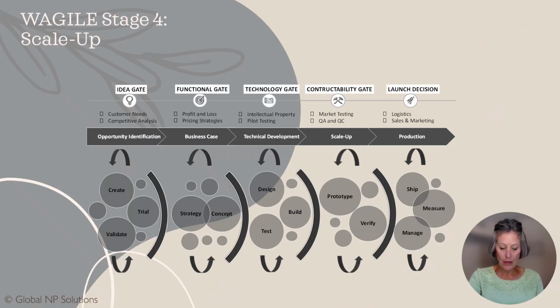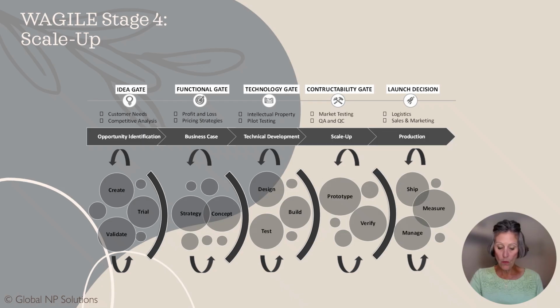Stage 4, scale up. Passing the technology gate in WAGILE product development moves the new product project into the scale-up stage. While most of the design for the new product was validated in stage 3, stage 4 is used to finalize details for market planning and full-scale production. Results and data from the technical development stage are used to create final marketing collateral and construct manufacturing facilities.